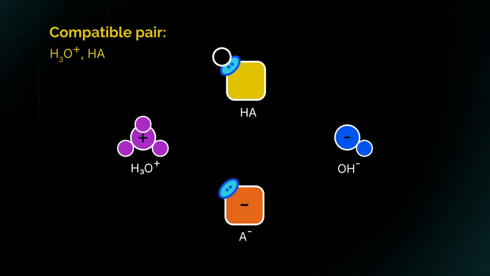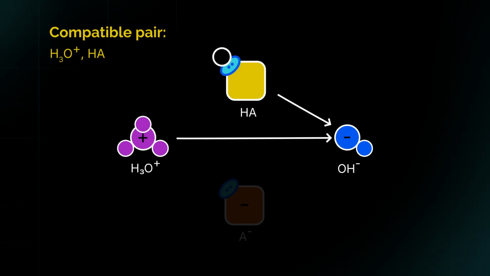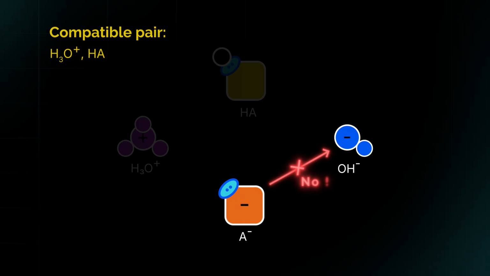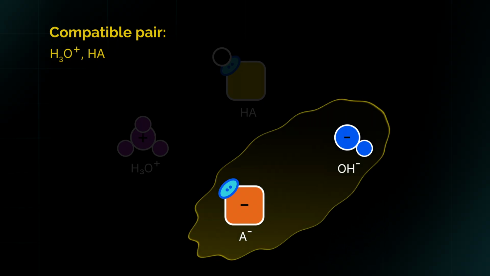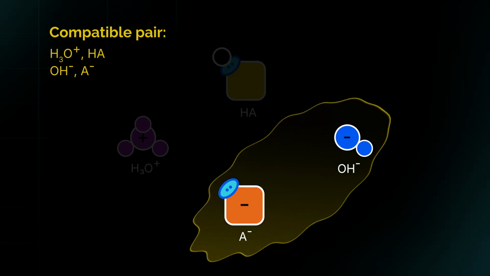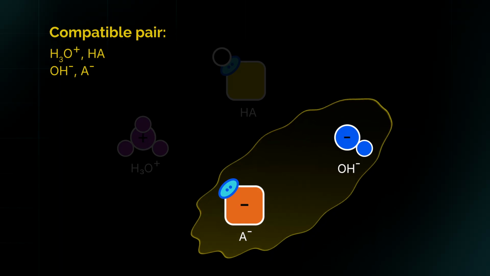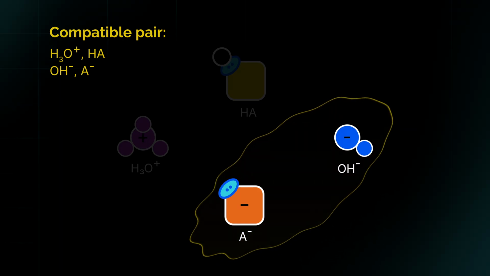Our next pair involves hydroxide ion. Hydroxide is a water molecule that has lost a proton and really wants it back. It will steal a proton from any species that has one to give. The only species that doesn't have one to give is the conjugate base, A-. So hydroxide and A- also get along well. They form our second compatible pair. In this situation, because hydroxide is the majority species, we immediately know the pOH, and thus the pH.